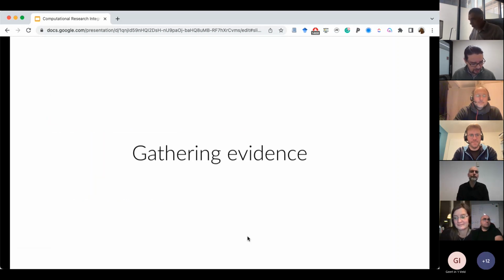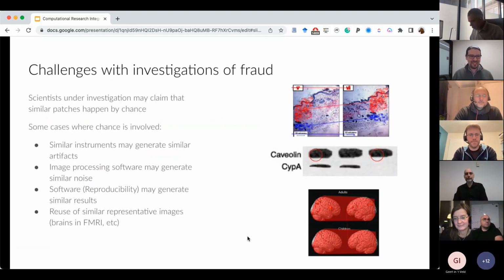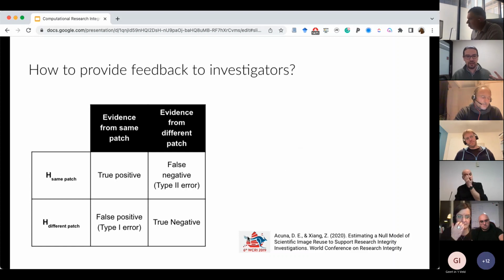Okay, finally, and with this, I hope to finish and make time for the other team. I think we need methods for gathering evidence. When I talk to research integrity officers who are trying to prosecute researchers, sometimes researchers say, well, this happened at random. So we're developing methods to ask: what is the statistical probability that if this happened at random, you have these two images that look very similar? I encourage you to look at this paper.